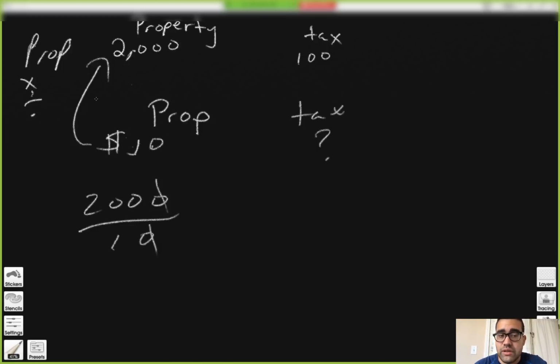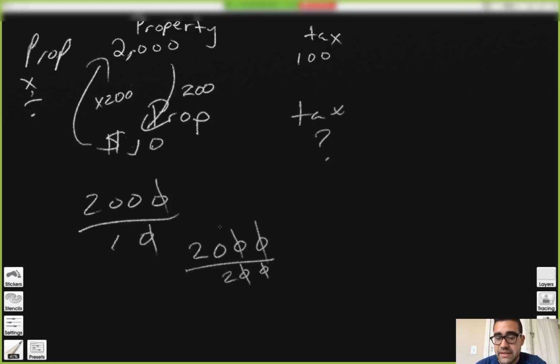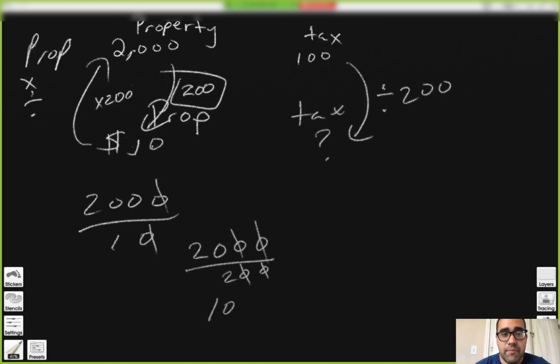So, 10 times 200 is 2,000. And 2,000 divided by 200 is going to be 10. Anyways, the proportion is 200. To get to the tax, which is smaller, se divide by the proportion that's 200. 100 divided by 200.